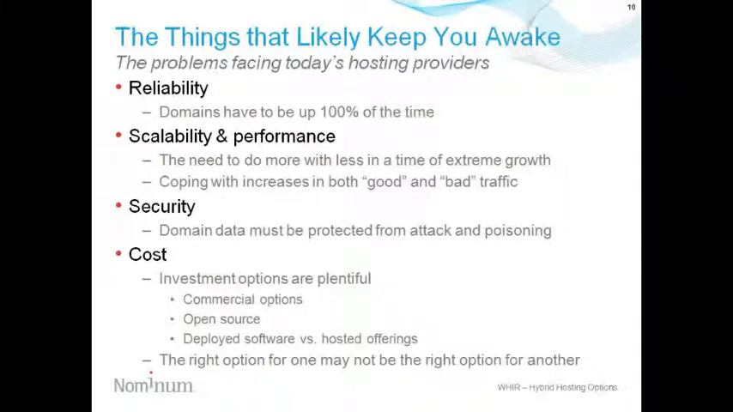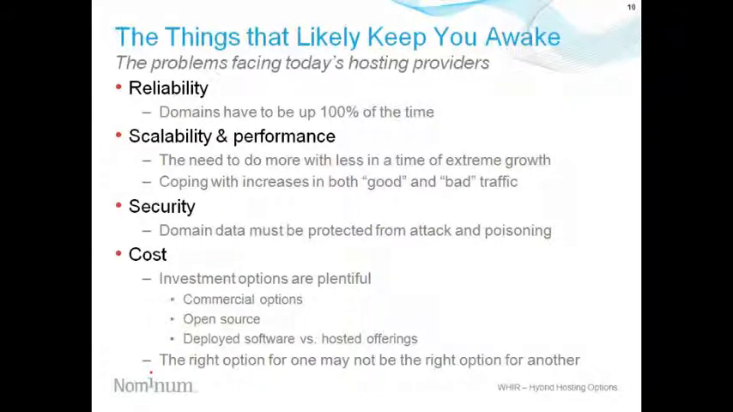Scalability and performance. Now, of course, you need to know that you've got to be able to support a certain number of queries or a certain number of zones. You've got to be able to cope with the increases in both good and bad traffic. But you've also got to consider that as you size your networks, you need to make sure that you account for not only the good and the bad, but spikes in traffic associated with denial of service.